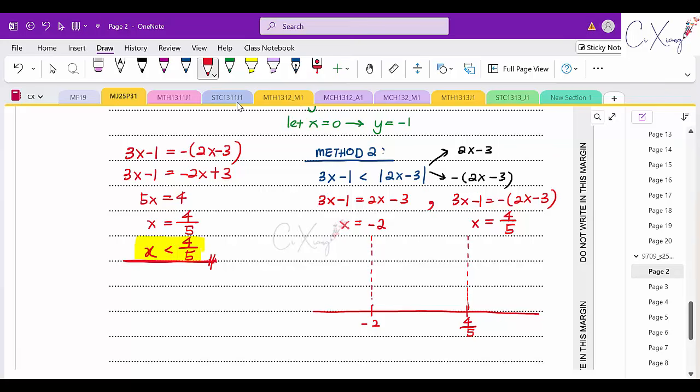Now to check for my final answer, I double check my answer part by part. So I separate it into 3 different parts here. I hope that you can see it. This is part number 1, part number 2, and also part number 3. For this part, it belongs to x smaller than negative 2.